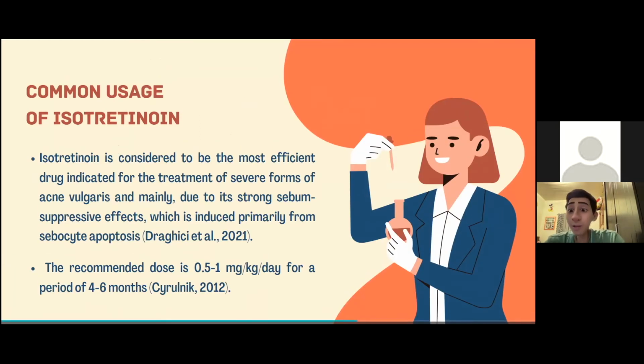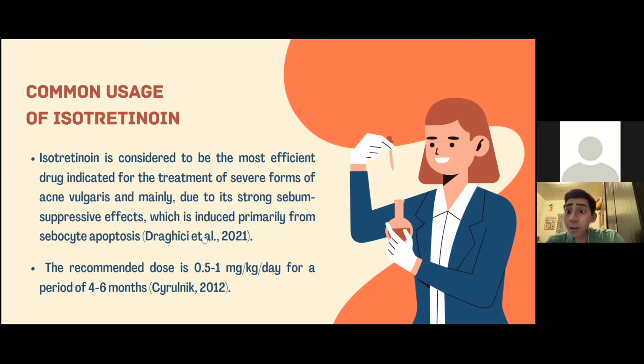For the common usage of isotretinoin, it is considered to be the most efficient drug indicated for the treatment of severe forms of acne vulgaris, mainly due to its strong sebum suppressive effect, which is induced primarily from sebocyte apoptosis. The apoptosis effect generated by isotretinoin is also the basis for its use in the treatment of childhood neuroblastoma, promyelocytic leukemia, or basal cell carcinoma.